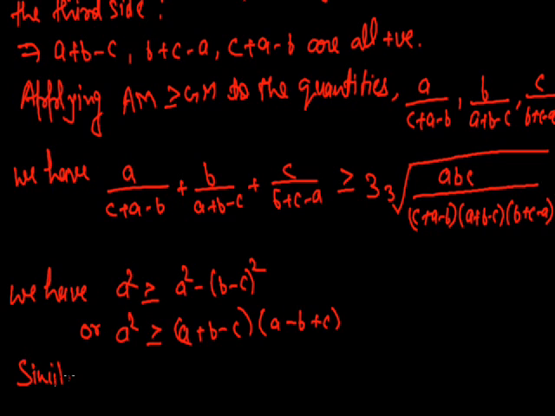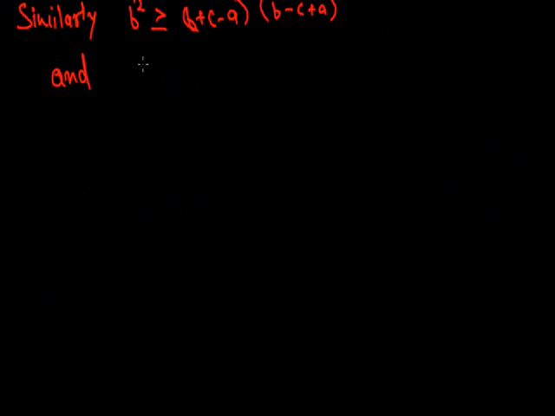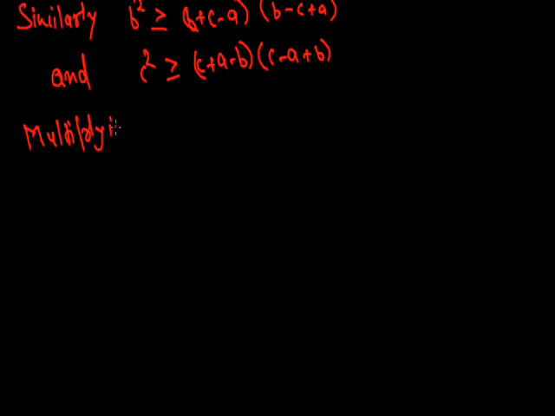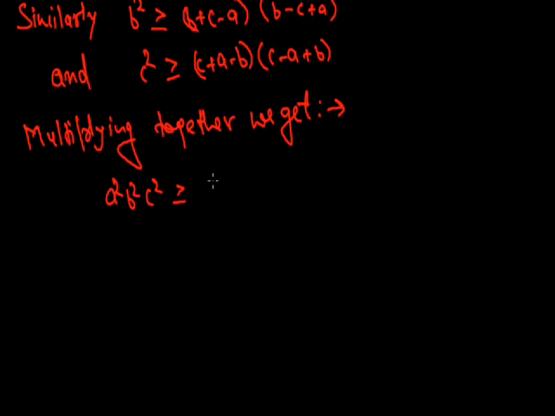Similarly, we have B square is greater than or equal to B plus C minus A into B minus C plus A, and C square is greater than or equal to C plus A minus B into C minus A plus B. Now multiplying together all the three inequalities, we get A square B square C square is greater than or equal to A plus B minus C whole square, B plus C minus A whole square and C plus A minus B whole square.